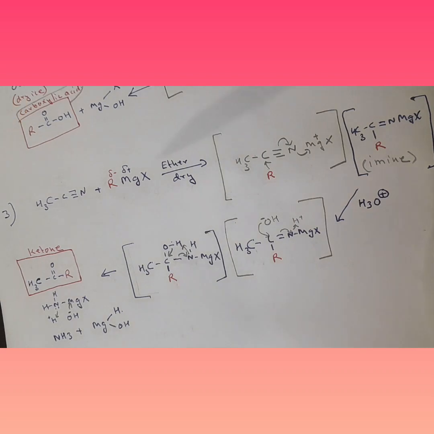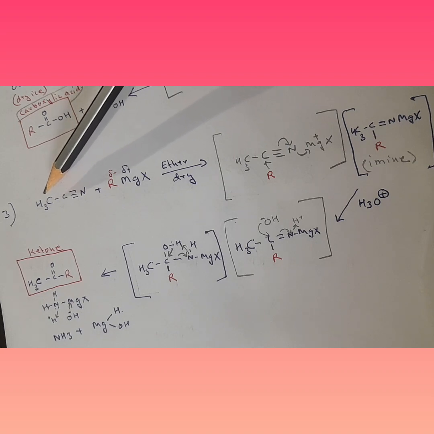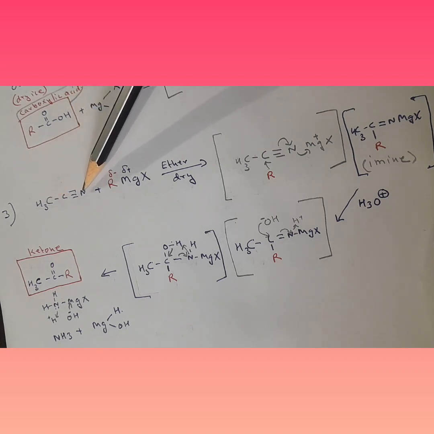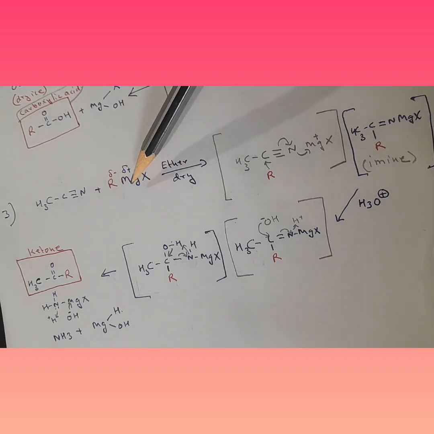Okay, let's understand what Grignard does to methyl cyanide. This compound, by the way, has three names. This is called acetonitrile, methyl cyanide, or ethane nitrile. Okay, let's understand what Grignard does to methyl cyanide or acetonitrile. Of course, all this reaction that we did was in dry ether, alright, because it's very sensitive to moisture.